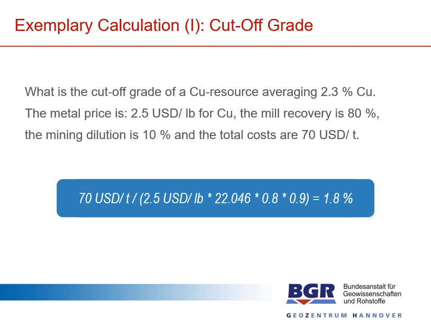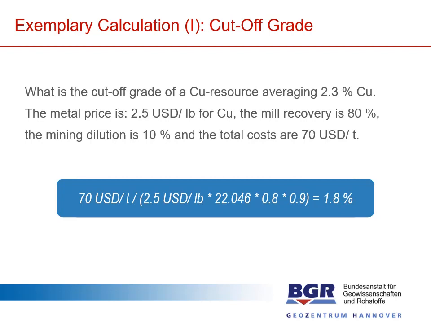Here are some examples of how to calculate the cutoff grade. In this case, there is a copper resource or reserve averaging 2.3% of copper. The metal price is 2.50 US dollars per pound of copper, and the recovery is 80%, the mining dilution is 10%, and the total costs are 70 US dollars. As you can see now, there are not so many variables for you during this process.